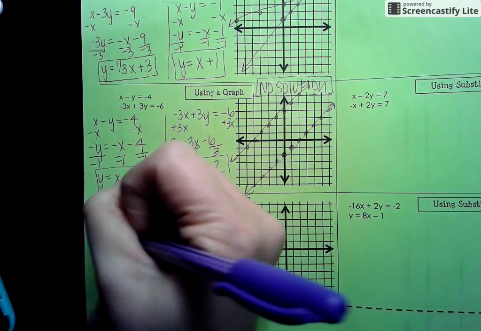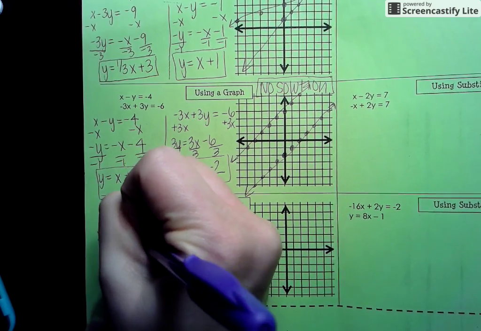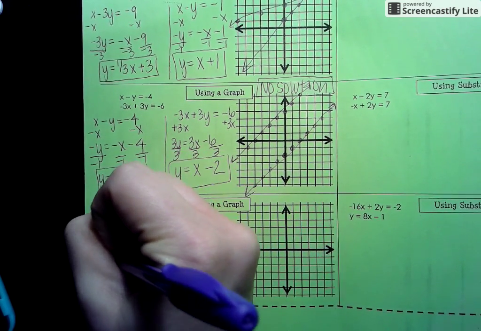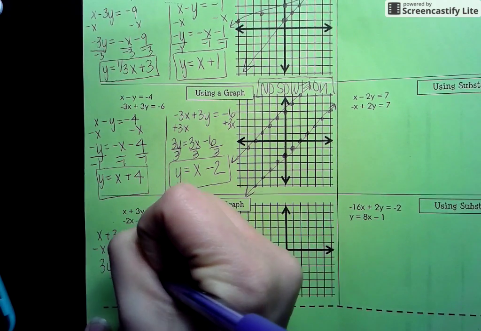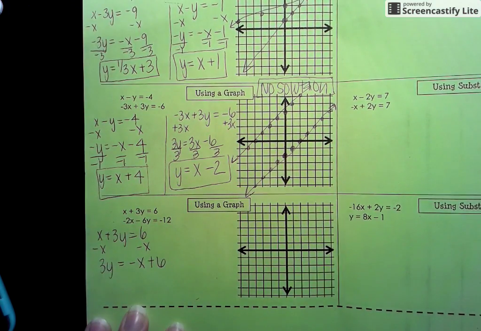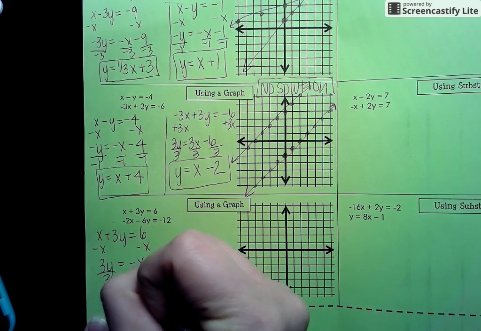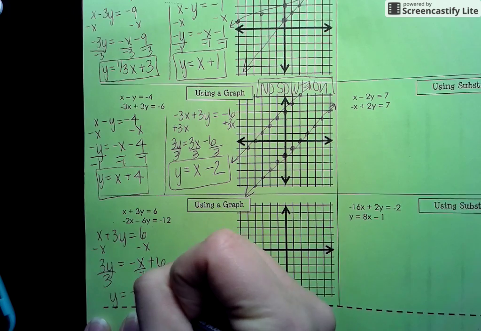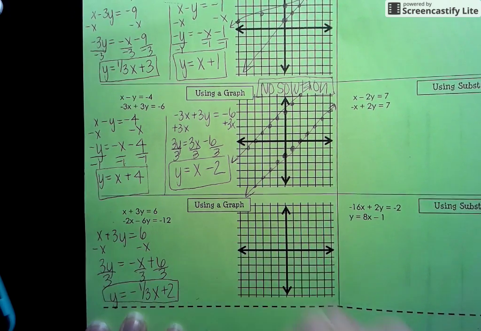Now the last one, I'm going to do the same thing. I'm going to get y by itself because I want to put it in y equals mx plus b. So I'm going to subtract x on both sides. So I have 3y is equal to negative x plus 6. I'm going to divide all the terms by 3. So I have y equals negative 1/3 x plus 2. So that's my first equation.